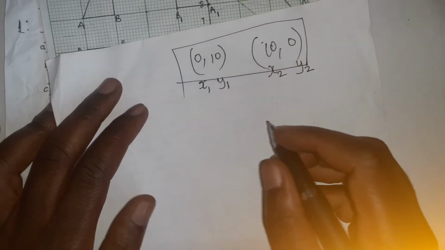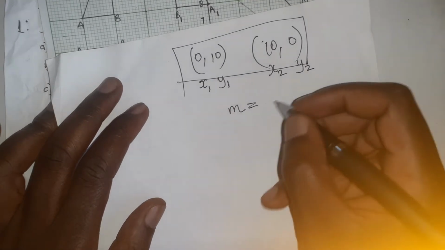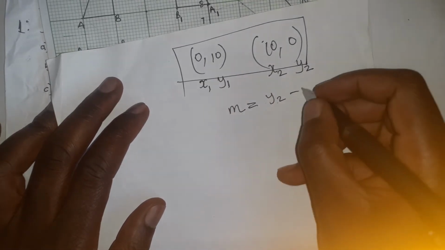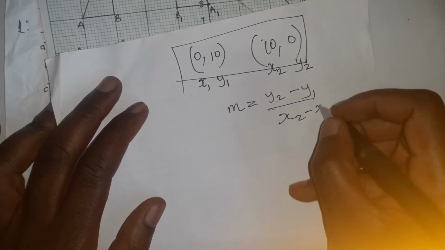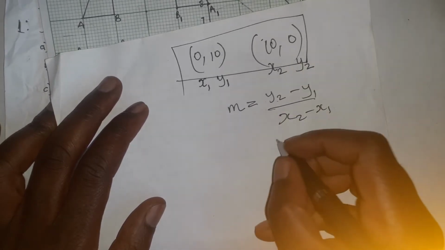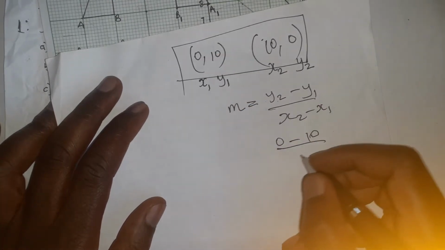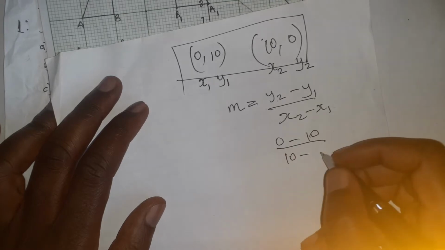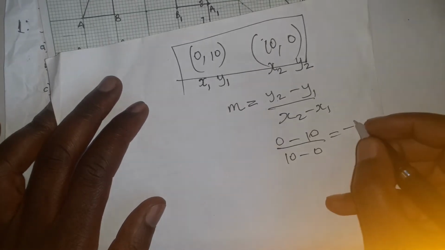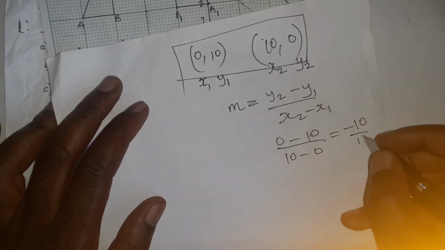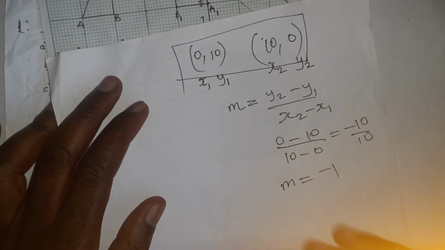So to write the equation, you know that we need the gradient. So first let's find the gradient, which is y2 minus y1 over x2 minus x1. So our y2 here is 0 minus our y1, which is 10. Then we have 10 minus 0. So this is going to give us minus 10 over 10. So our gradient is equal to -1.